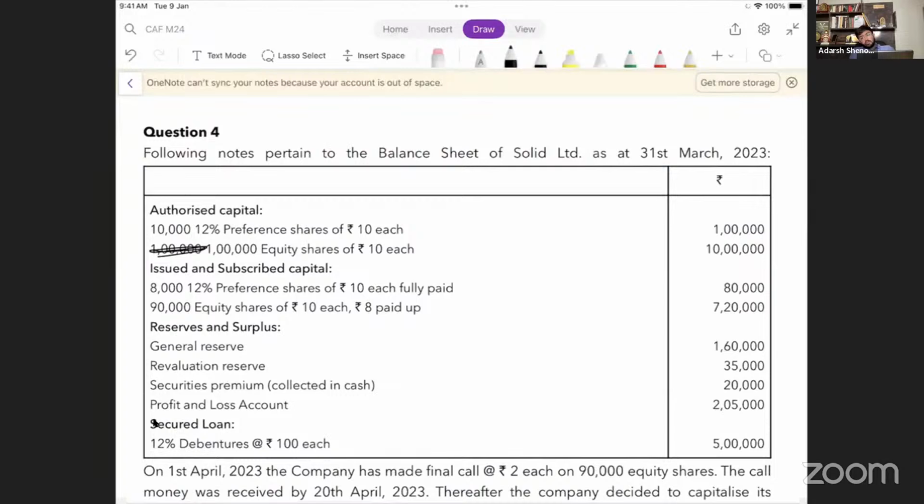Then you have called up and paid up. In your question, they would have given called up and paid up value. If the question is not mentioning anything, that means it's fully called up and paid up. That's what we consider. This is illustration 3 in your ICA material.